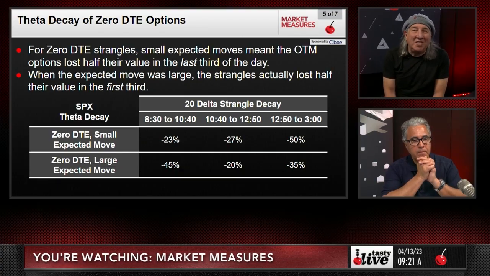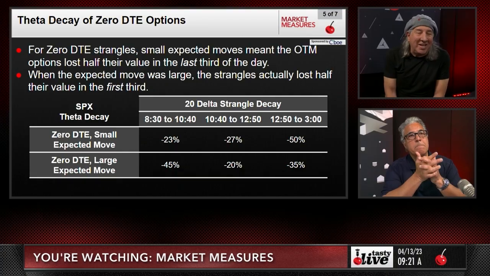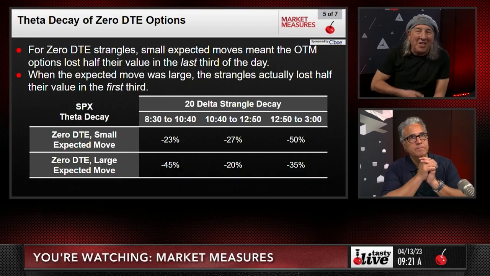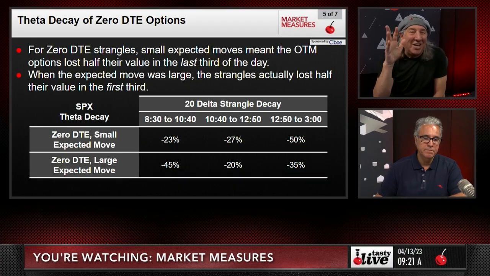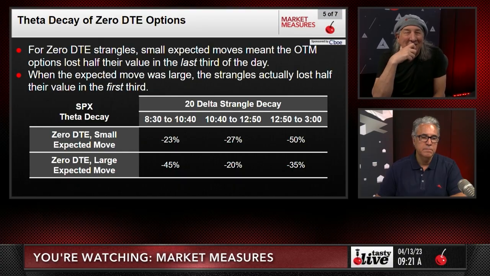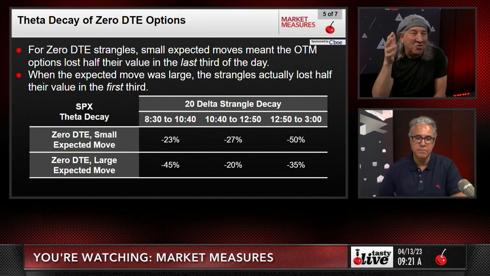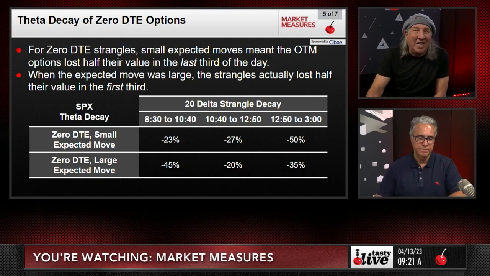Obviously the last tranche of the day is the big payout, but that's the one we're usually not holding till, because that's when the moves have set. That's when you get yourself into the most trouble too. I like that first tranche of the day, that 8:30 to 10:40, which is in that range of 25 to 30%, and 45% on a large expected move. I kind of like that. Let's go to the next slide, Beth.